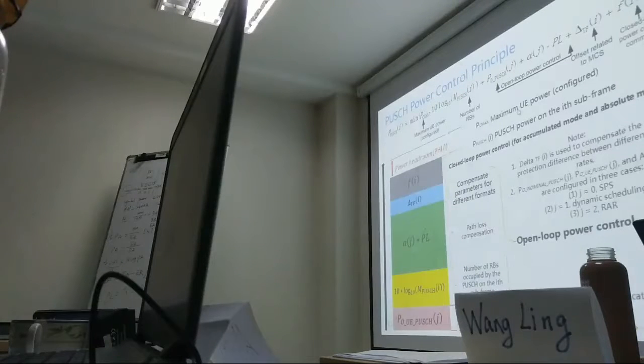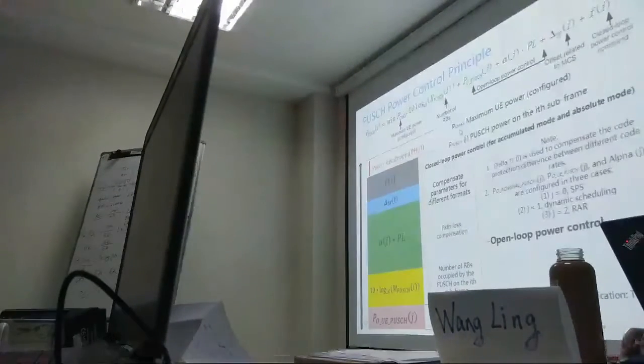You can see for the values we have two different ones. One is I, one is J. I is not the RB number. I is the subframe. J is for different scheduling information, and we give it a different value.